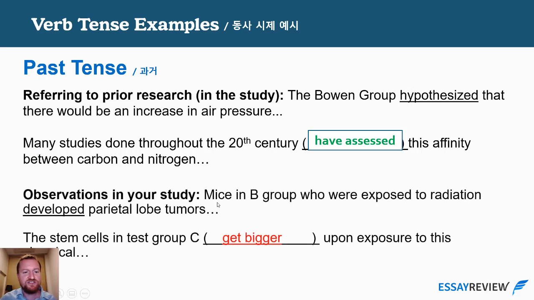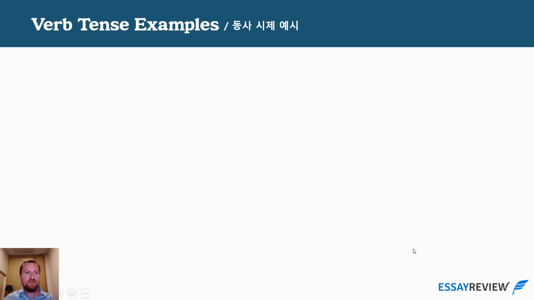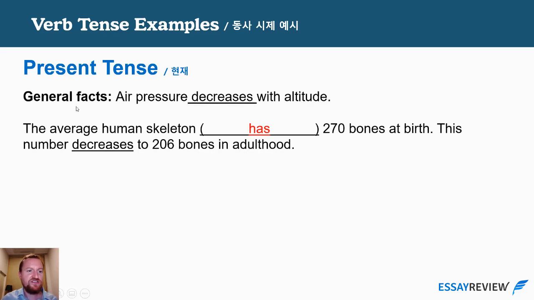For observations in your study: mice in group B who were exposed to radiation developed parietal lobe tumors. The stem cells in test group C get bigger upon exposure to this chemical. This is wrong for two reasons, right? It's not past and it's a phrasal verb. So how can we change it? How about enlarged? This is Latin and it's past, simple past.